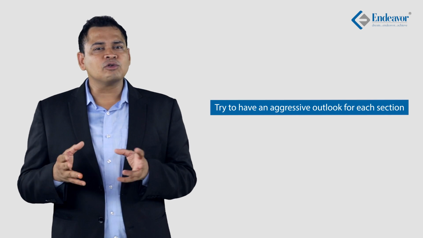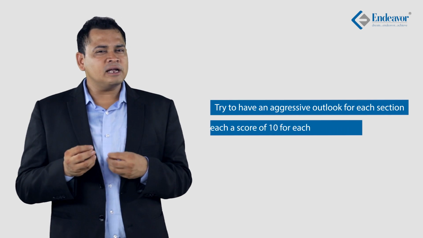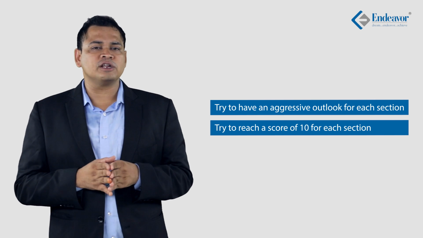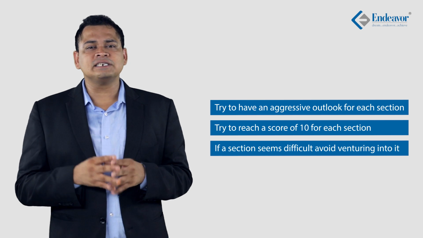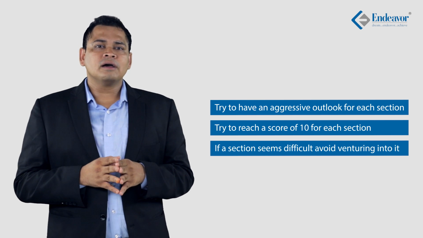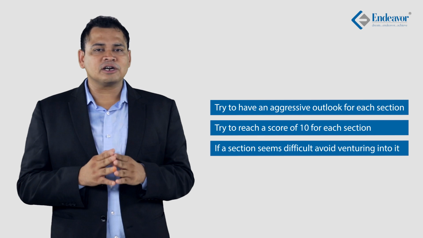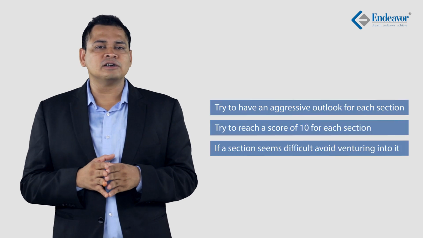Try to have an aggressive outlook for all the 3 sections. Try to balance off around a score of 10 for each of the sections. And if a particular section seems a little bit difficult, avoid venturing into that section because the cutoff will be manageable. So jump into the other 2 sections.